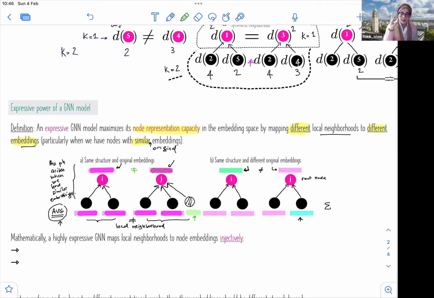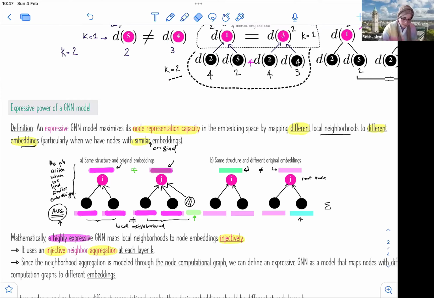So mathematically, a highly expressive, let's go back to maybe this. Okay, so a highly expressive GNN model maps local neighborhoods to node embeddings injectively. What this means is that it uses an injective neighbor aggregation at each layer K. Okay, so our aggregation function needs to be injective. And here, since the neighbor aggregation is modeled through the node computational graph, remember guys, the aggregation function aggregates neighbors of neighbors of neighbors at a particular depth K. We model it through a node computational graph.